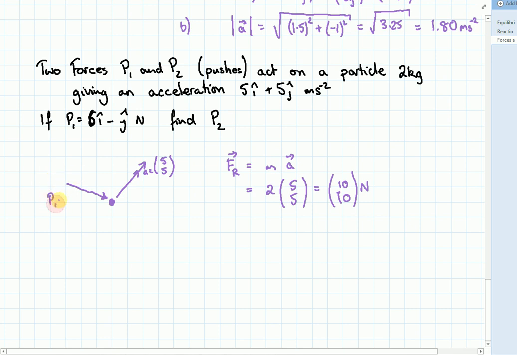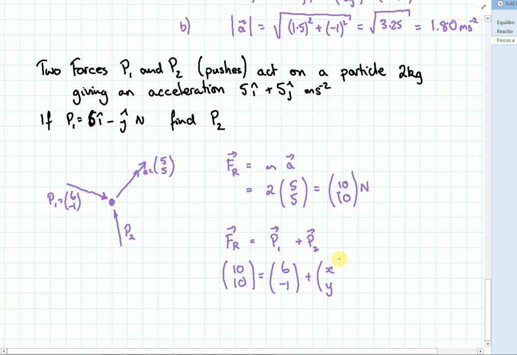We've got applied to that two forces, one which is 6i, the first newton, P1 is (6, -1), and we've got a second one that probably is doing something like that, but the maths should tell us in the end, the second vector, P2. Well, P1 plus P2 equals Fr. So we can do our vector sum. ij's are perfectly valid, so are column vectors. So Fr is (10, 10), and is equal to P1, which is (6, -1), plus some vector (x, y).